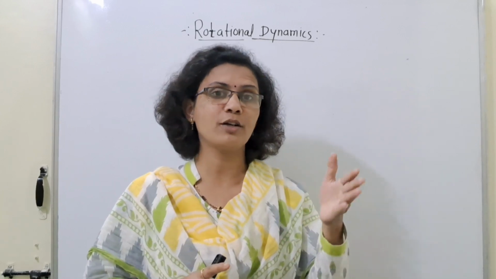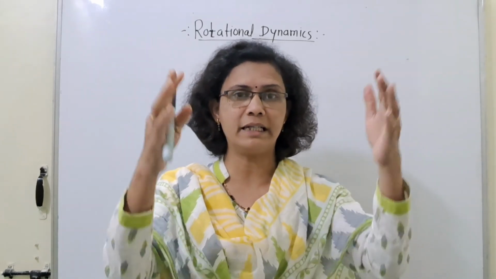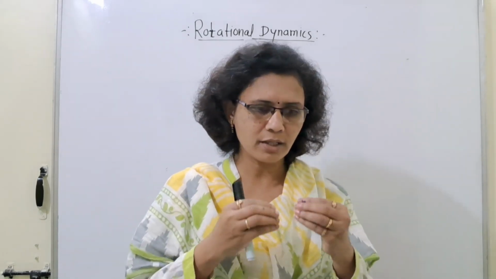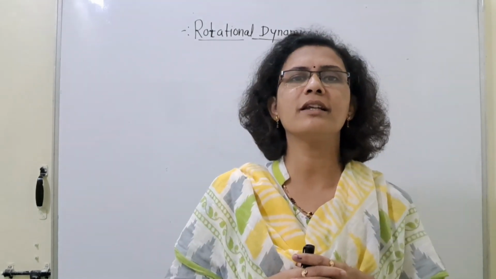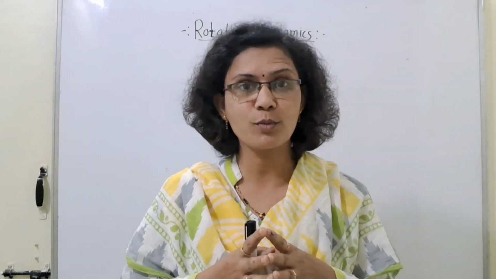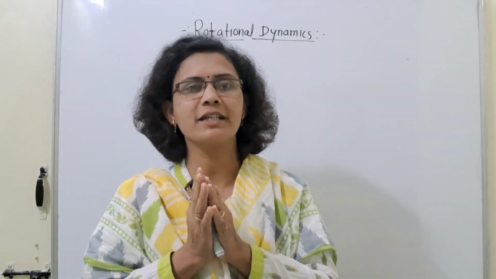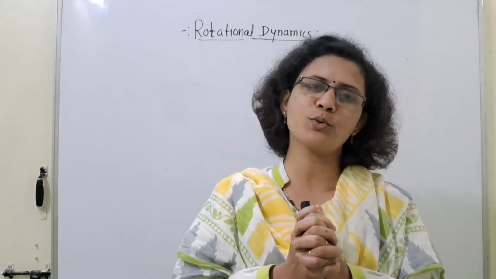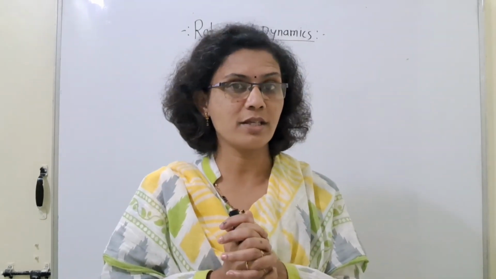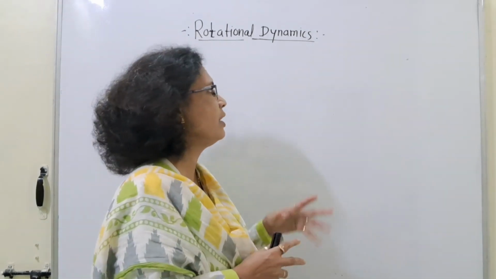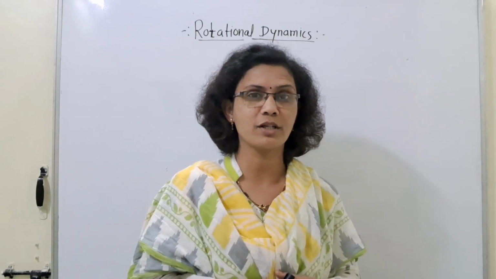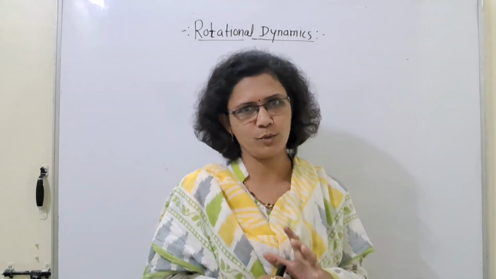Already in previous standard, you have studied rectilinear motion in detail, that is motion in a straight line. In this you have studied all the terms related to the rectilinear motion, three equations of motion, that is v is equal to u plus at, s is equal to ut plus half at square, and v square is equal to u square plus 2as. Analogous to this, in this chapter we are going to study what is the circular motion, what are the equations of motion in circular motion, and also rotational motion.